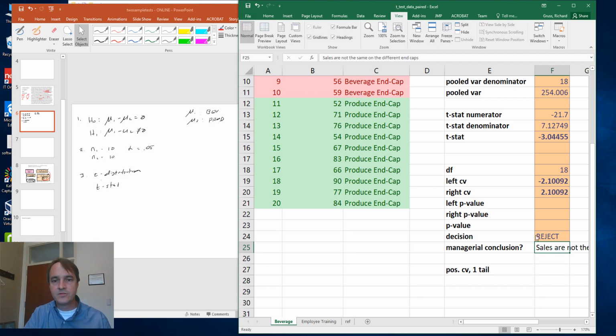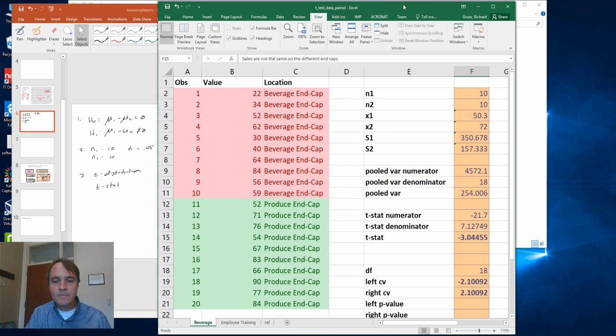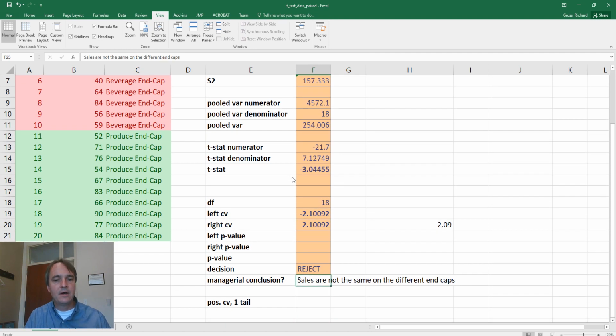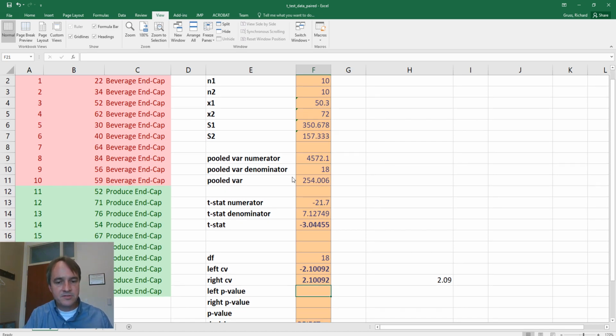Okay, so there's the managerial conclusion. Now, we'll come to the same conclusion if we do it with the p-value method. So I just want to go through the p-value method one more time, just in case that's an approach that we want to take. So remember, it's two-tailed, so we need to combine the p-values for the left and the right tails. So how do we find the p-value?